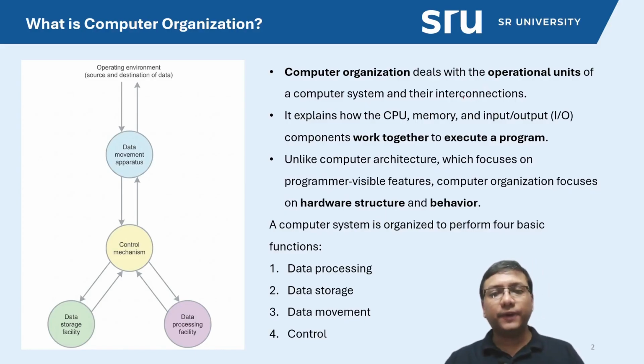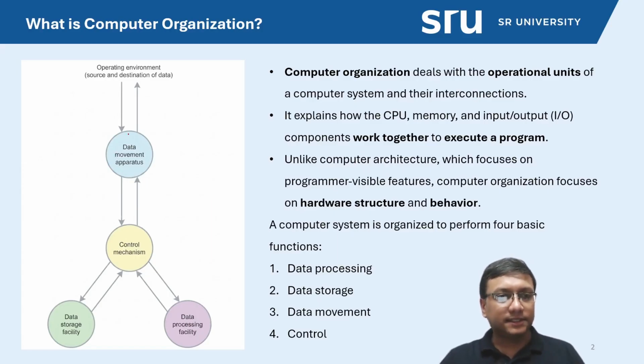The main difference with computer architecture is this: computer architecture focuses on programmer-visible features. It means whenever we are discussing computer architecture, it is about how a programmer is looking at the computer, and computer organization means how a hardware engineer is looking at the computer. So these two aspects are different.